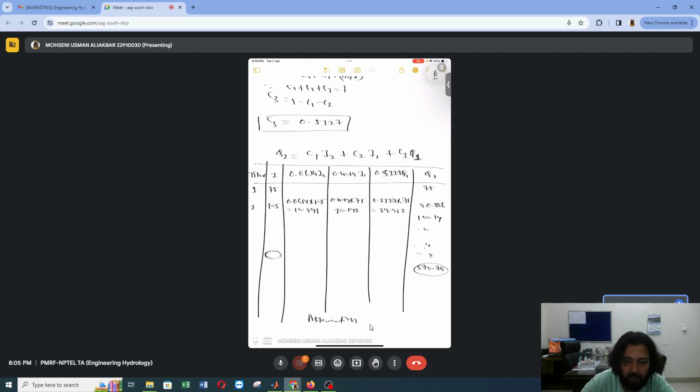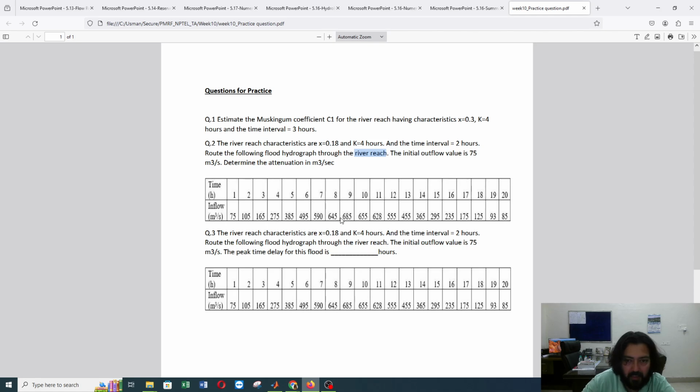If we look at the given question, the maximum inflow is 685, which occurs on the 9th day, whereas the maximum value of outflow occurs on the 13th day. So on the 13th day the maximum value of outflow is achieved, and on the 9th day the maximum value of inflow is achieved. The difference between the peaks will give us the attenuation, and the difference in time will give us the lag value, right? So this is a really simple approach to calculate river routing.